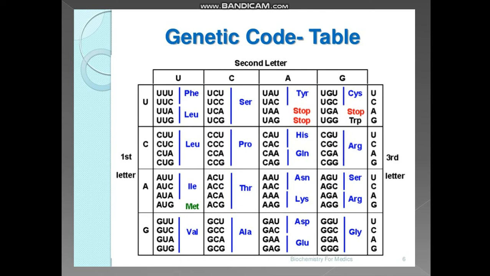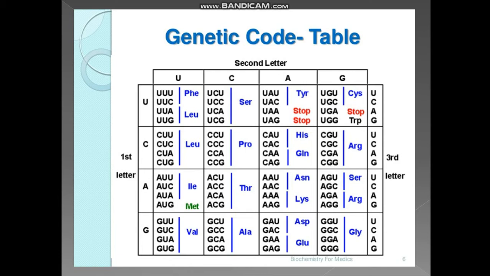Clear? So here, when the ribosome reads this code, it is ordering. I will tell you this when I'll be teaching you about translation. The ribosome reads the code. This code will tell the ribosome that this particular amino acid is required here, and that will be added.